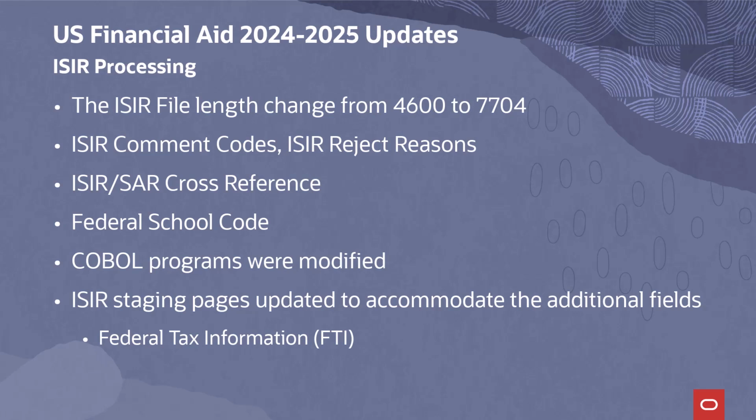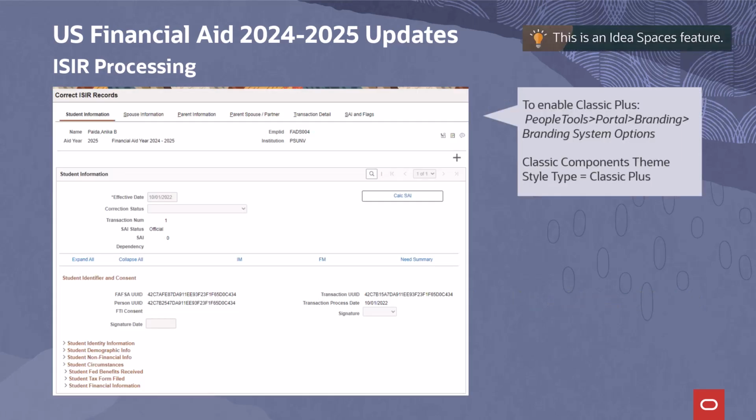COBOL changes were made along with the addition of new fields and labels on the ISA staging pages that include the new federal tax information data. The correct ISA component has been transformed using the PeopleSoft Classic Plus style sheet that includes all of the new ISA fields and is aid year generic beginning with aid year 2024-2025. You may need to turn on Classic Plus to view the component in the new design.